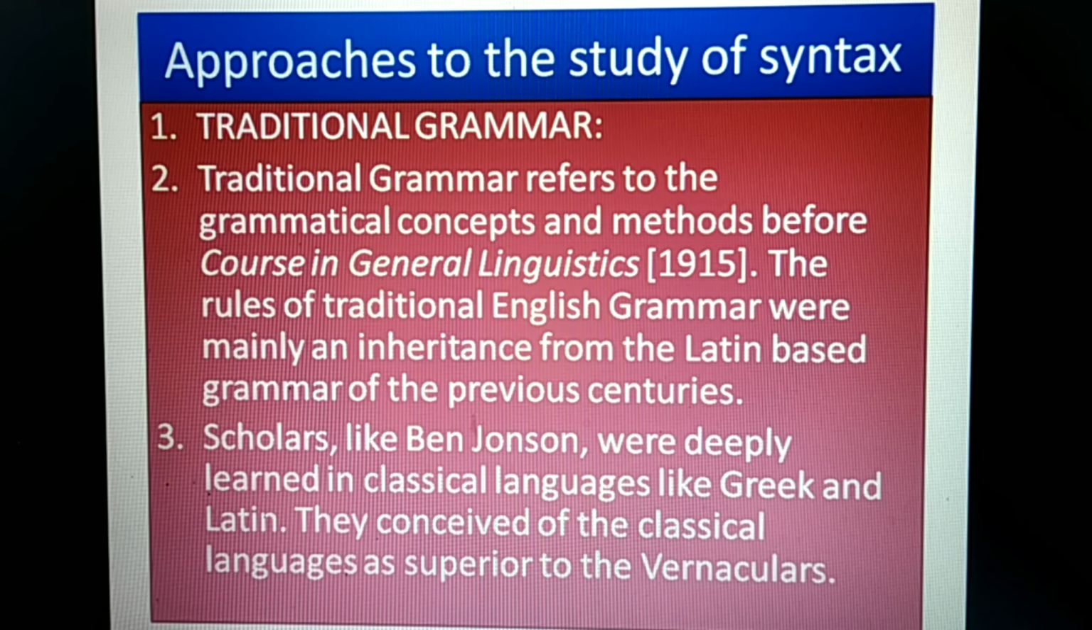And we know that Course in General Linguistics is the very text that contains all the ideas of Ferdinand de Saussure. The rules of traditional grammar were mainly an inheritance from the Latin-based grammar of the previous centuries, and scholars like Ben Jonson were deeply learned in classical languages like Greek and Latin. They conceived of the classical languages as superior to the vernaculars.